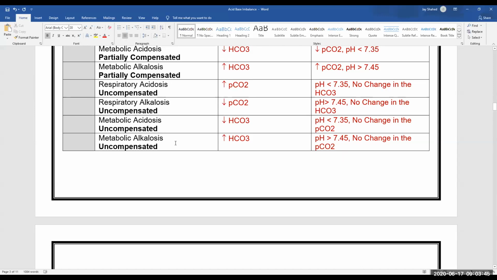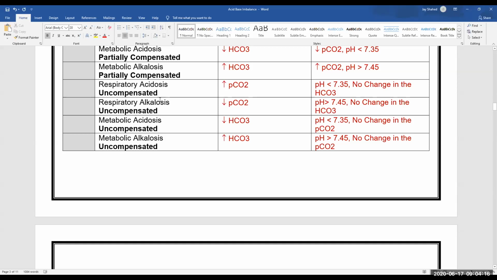If we want to detect respiratory from metabolic, what do we look at? CO2 and HCO3. Yeah, PCO2 is respiratory, and HCO3 would be metabolic. So what does uncompensated mean? There's no shift in the other one, right? There's no shift. That means it's uncompensated.